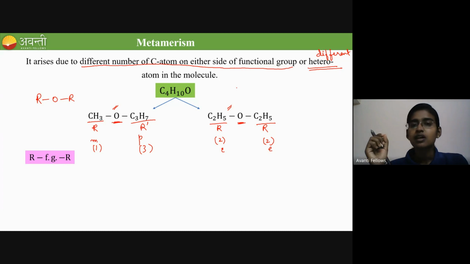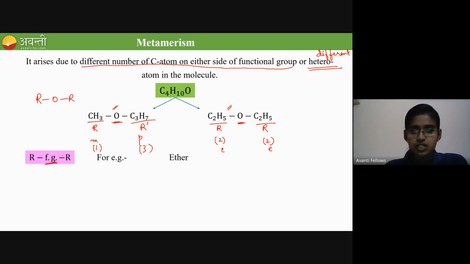Metamerism exists not only in ethers, it also exists in some other functional groups. But there is some criteria. If you have a functional group, then on both sides you should have an alkyl group. Or simply, you should have a symmetrical functional group. So in all the symmetrical functional group containing compounds, metamerism exists. I'll show you some examples.